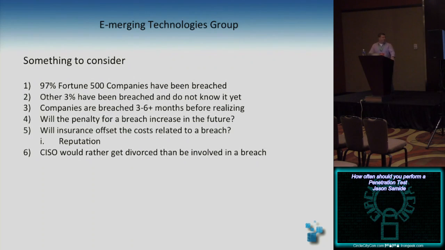Some fast facts here for you. 97% of all Fortune 500 companies have been breached, and the other 3% have, they probably don't know it yet. And typically it's 3 to 6 plus months before they realize that they've been compromised. So that's some sort of malware or something that has been embedded into their network for anywhere between 3, 9, 24 months, as we saw in that recent article where the U.S. indicted those Chinese nationals. I mean, that's 2 years that they had no idea.